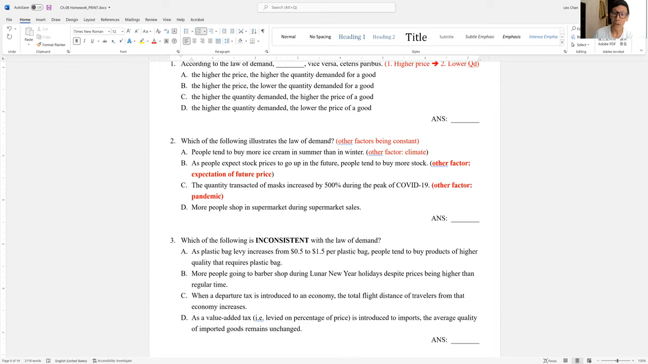So other factors. More people shop in the supermarket during supermarket sales. This is a price decrease, and more people in the supermarket is a QD increase. Because the price decrease leads to higher QD, yes, D is the answer that we want. See, other factors outside of price. Answer D: only price change leading to QD change, no other factors. So the answer will be D here.